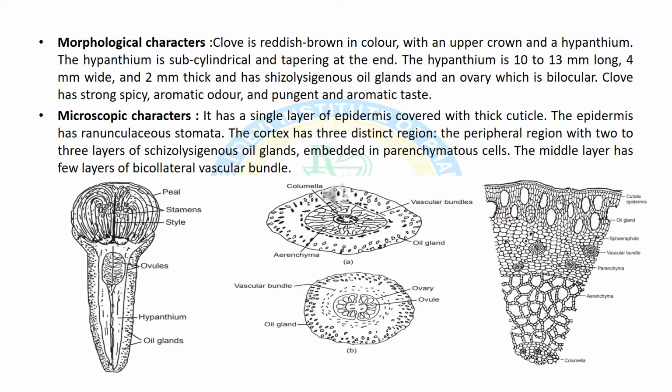Now we will discuss microscopic characters of clove bud. First, the epidermis is covered with a cuticle. The epidermis has a ranunculaceous type of stomata, and the cortex has three distinct regions. The first is a peripheral region which has two or three layers of schizolysigenous glands embedded in parenchymatous cells, and the middle layer has a few layers of bicollateral vascular bundles. At the center, columella and parenchyma are also present.